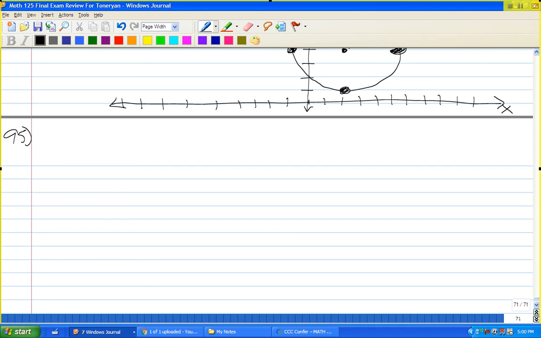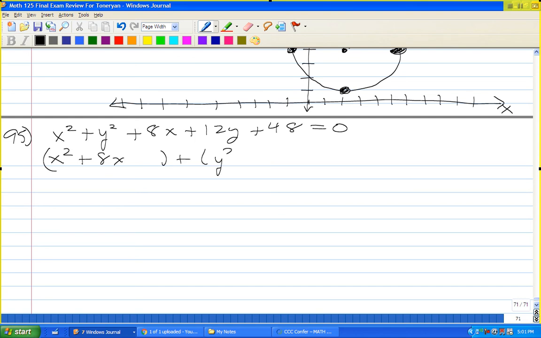95. Okay, x squared plus y squared plus 8x plus 12y plus 48 equals 0. Okay, so it's another circle. So I have x squared plus 8x, grouping the x's and y's together, y squared plus 12y equals, subtracting 48 from both sides of my equation, negative 48. And so let's complete the square.